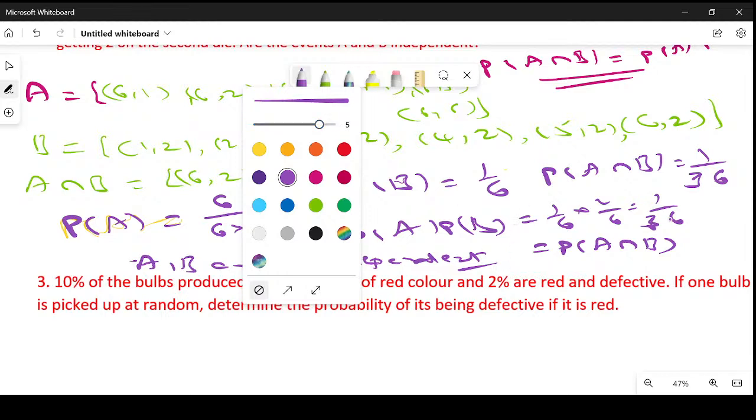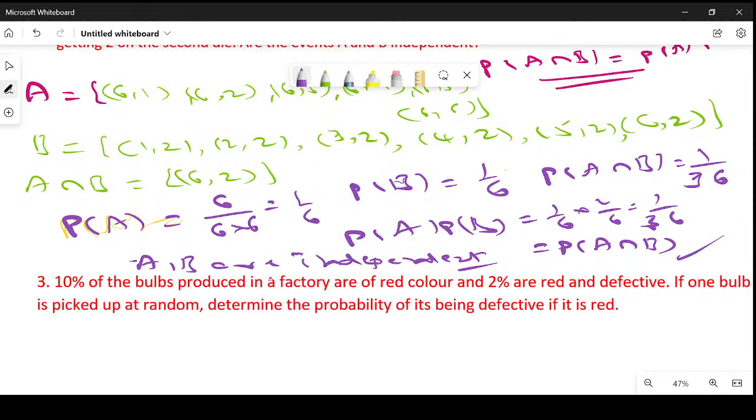A, B are independent events. These two are independent. Independent means P of A intersection B equals P of A into P of B.